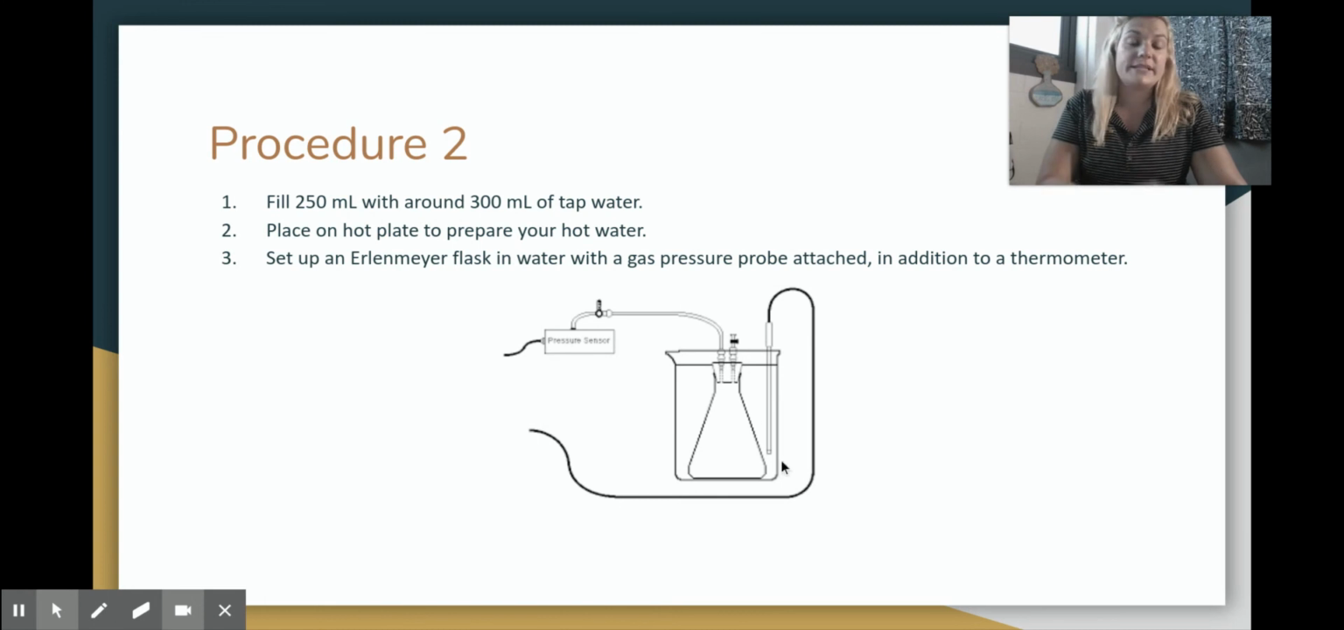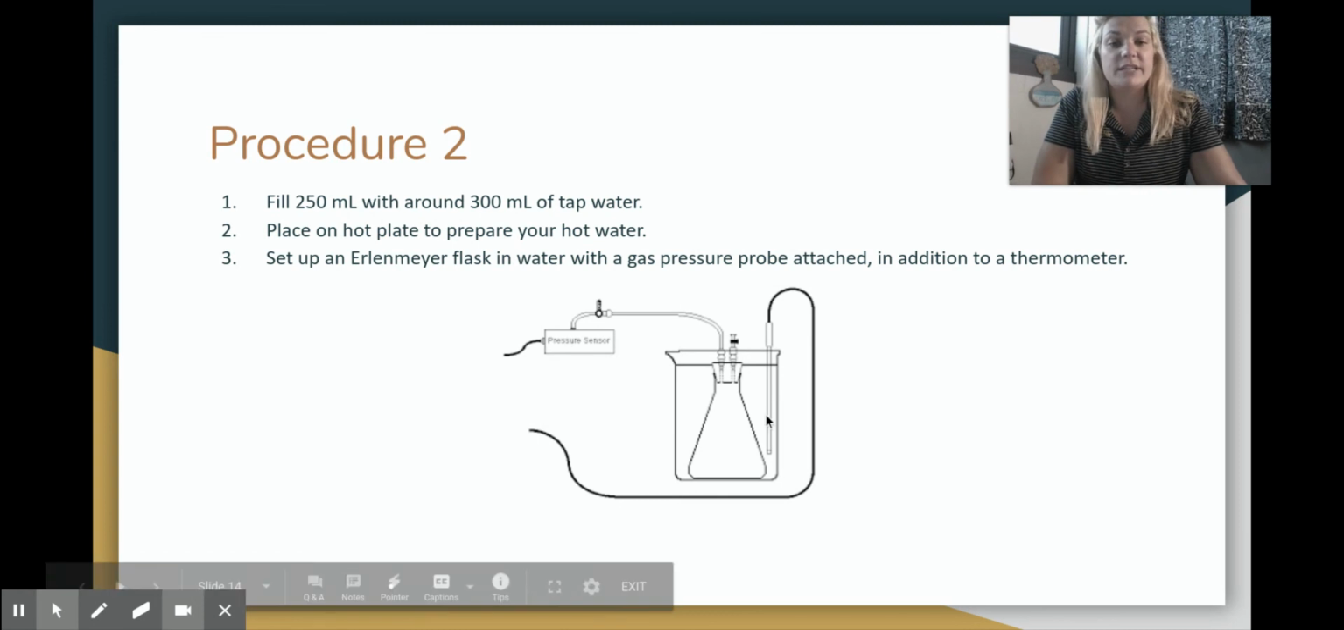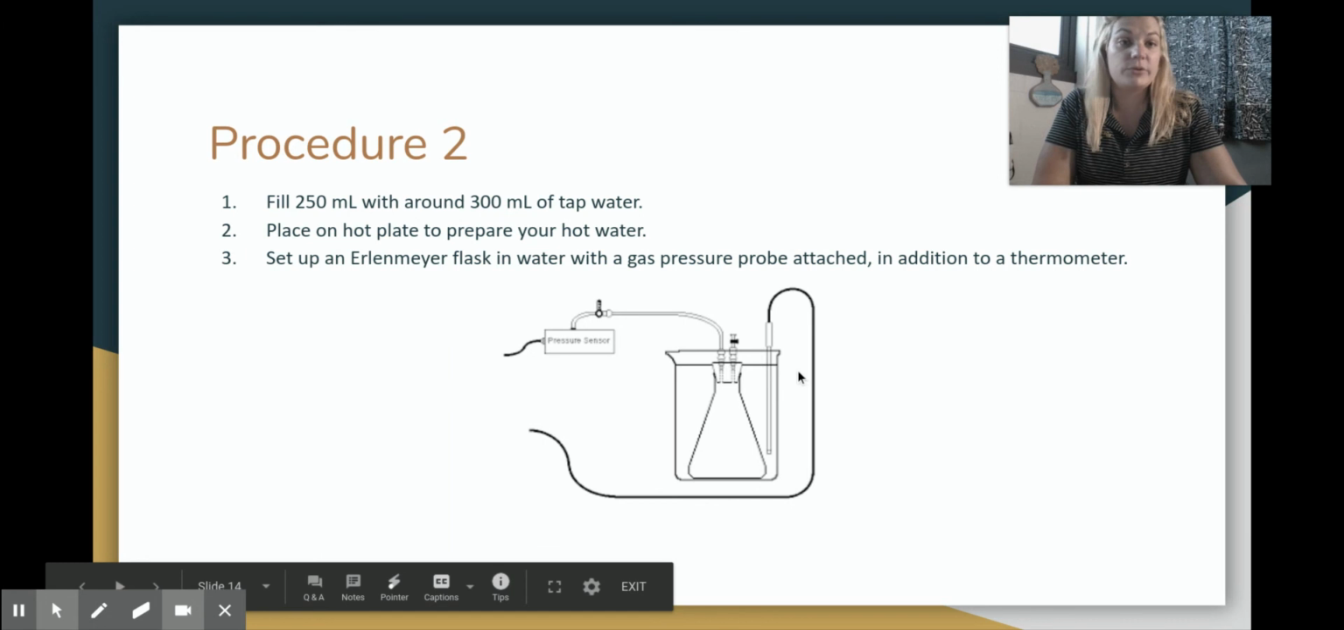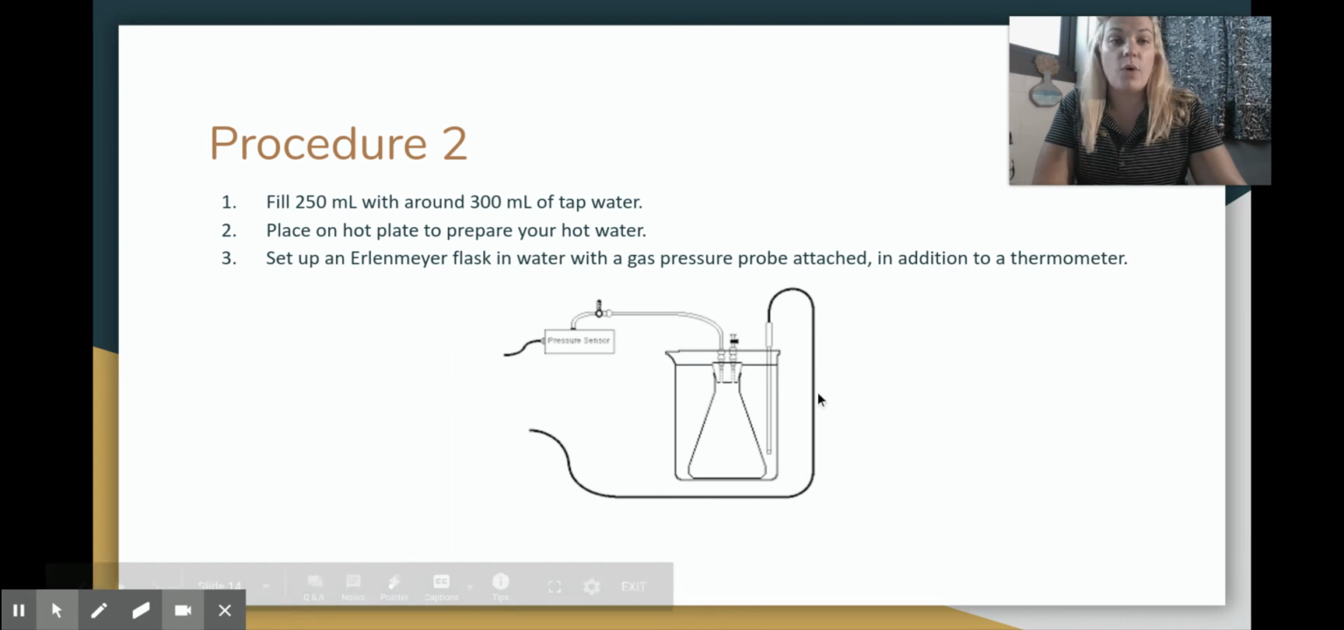And then in order to record temperature, we also need to have a temperature probe, which we're going to use instead of a thermometer, in the water so we can record what the temperature is actually changing to.